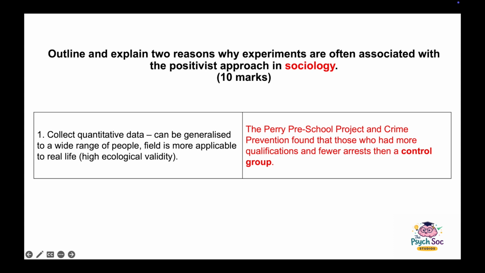To make your answer specific, you can include sociological research. For example, the Perry Preschool Project and Crime Prevention Study from the Crime and Deviance topic in Paper 3. This study involved the use of a field experiment to collect quantitative data to look at patterns to do with qualifications and the number of arrests someone had received. This experiment used the type of data favoured by a positivist and drew conclusions that were then generalised, also favoured by a positivist. Give yourself 7.5 minutes to answer half of this 10 marker.